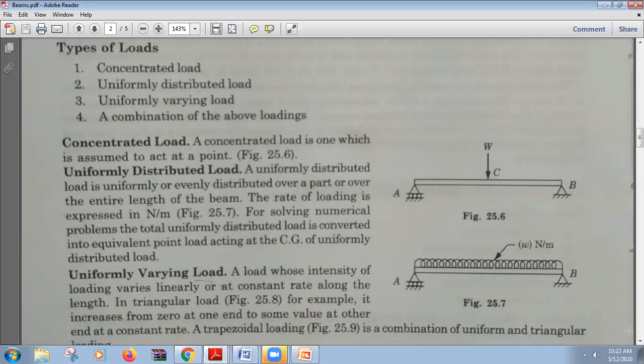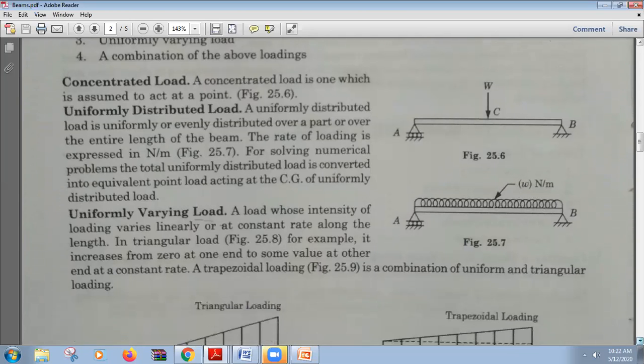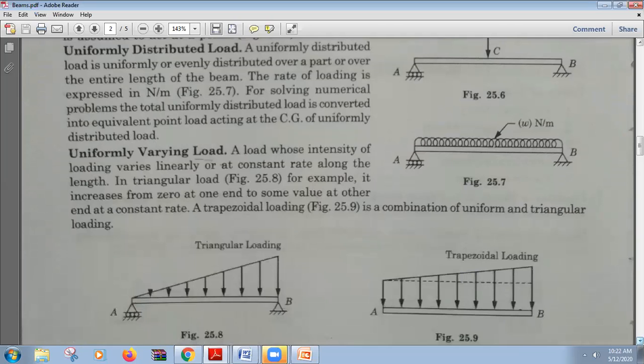Uniformly varying load, we can see this is load that starts varying from one end and ends to the another end. Starts varying this way, we can see figure 25.8. At this point at A it is 0, and it starts increasing, and at point B it is maximum.